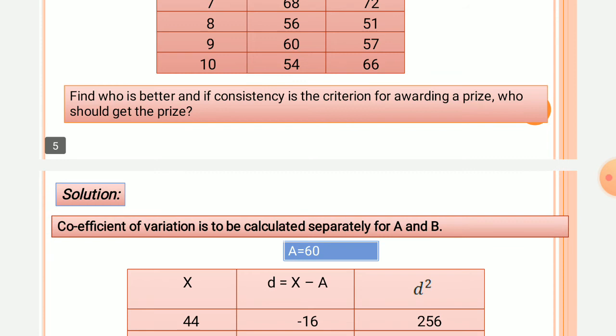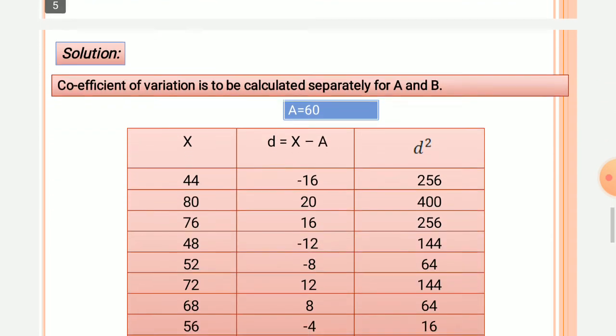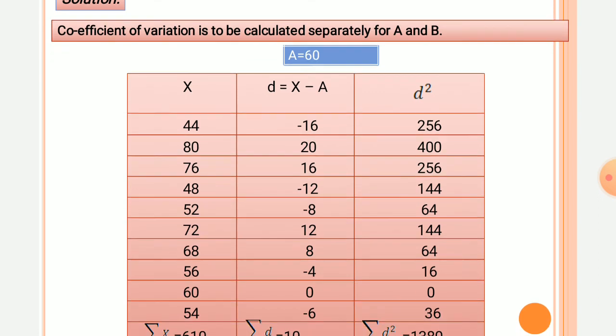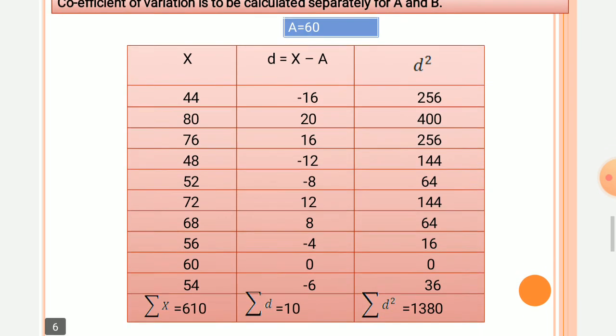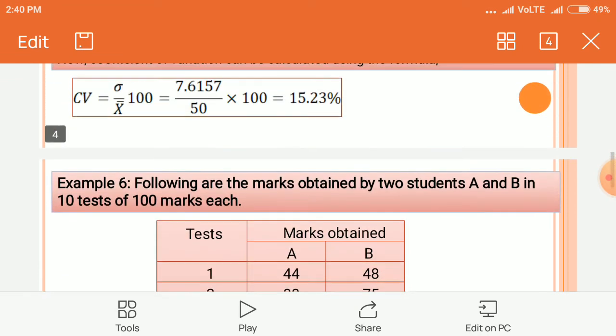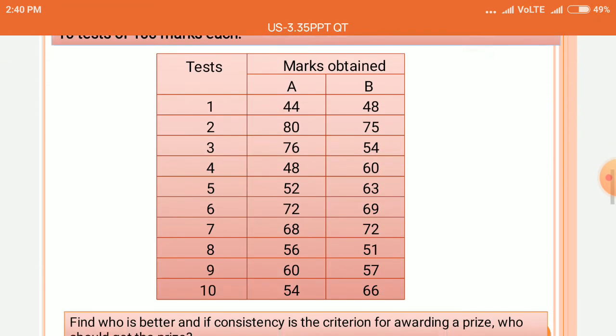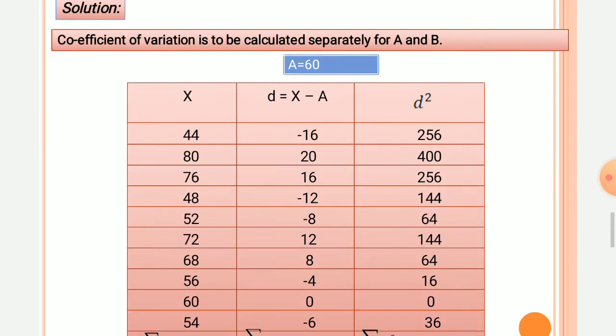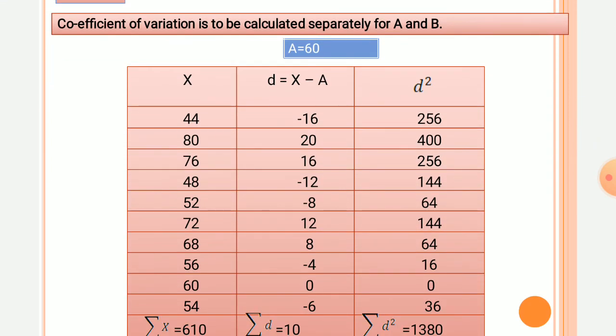So here the coefficient of variation is to be calculated separately for both A and B. The marks obtained by student A are to be calculated separately. Here, in the first column we take x, and we have to find D. D can be calculated as x minus a, and here the assumed value is used to take the difference of all the given values.